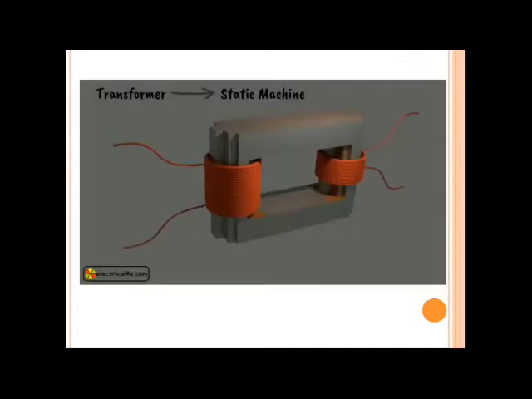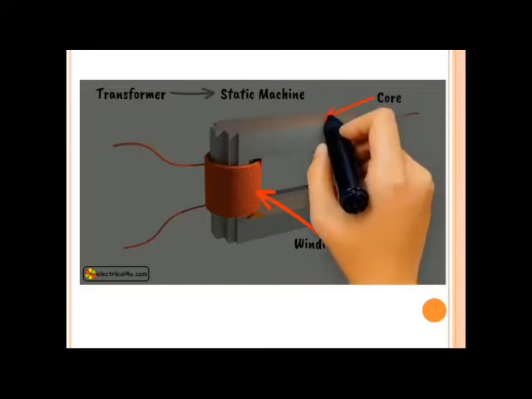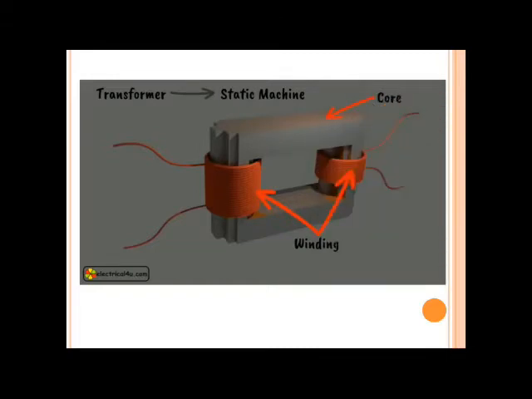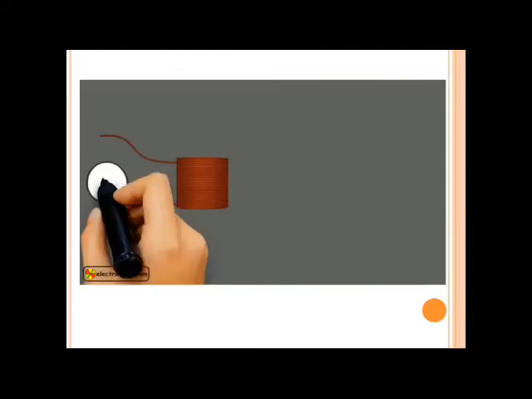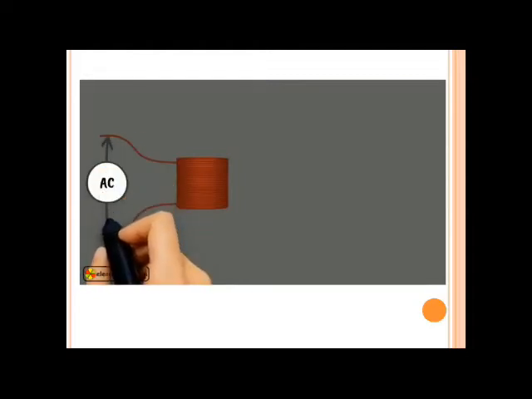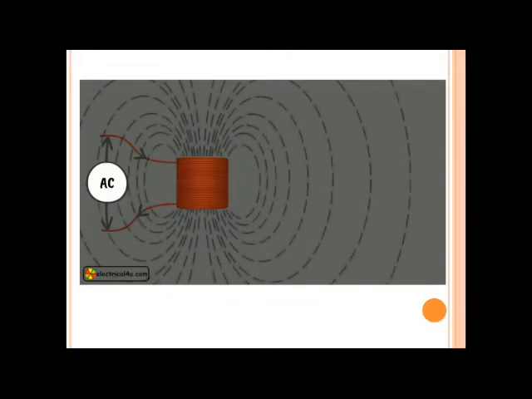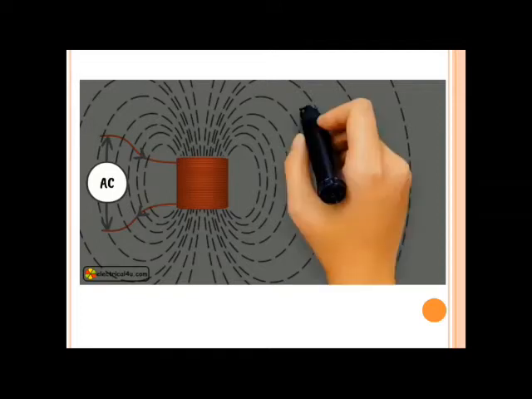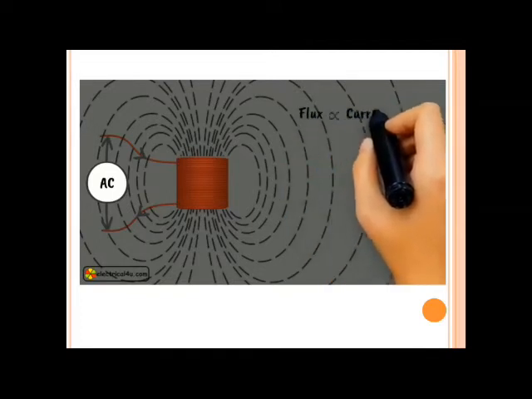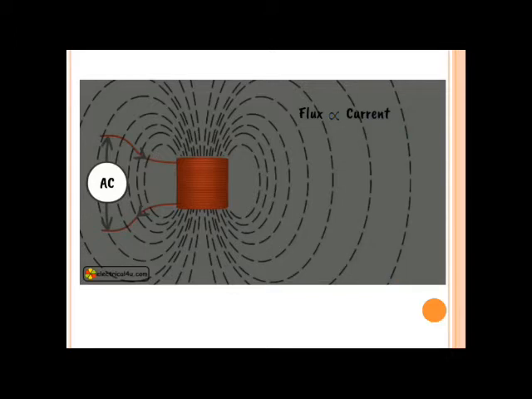A transformer has three main parts: two windings and a metallic core on which the windings are wound. Windings are in the form of coils made of good conductor of current. When an alternating current is allowed to flow in any of the windings, there will be an alternating flux produced surrounding the winding. The magnitude of this flux is proportional to the magnitude of the current flowing in the winding.